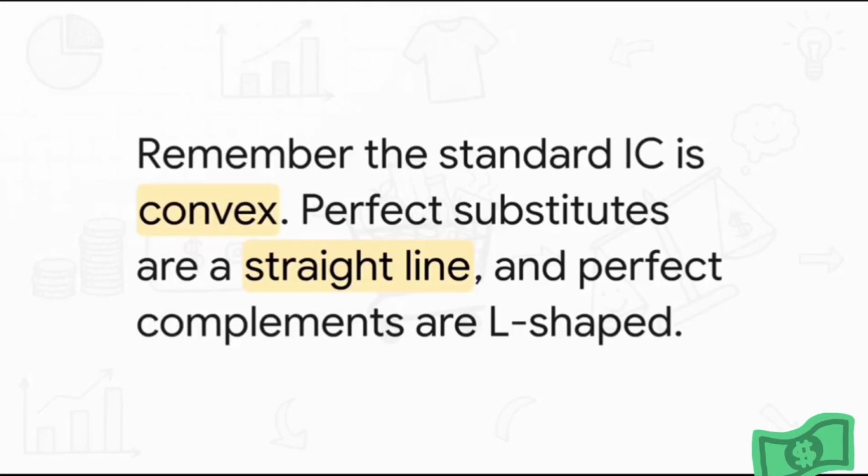And here's another CUET trap you need to watch out for. While a normal indifference curve is convex, examiners love to ask about the special cases. So for perfect substitutes, like two different brands of the same juice, the IC is a straight downward sloping line. And for perfect complements, like a left shoe and a right shoe, it's L-shaped. You have to know these three shapes: convex, straight line, and L-shaped.